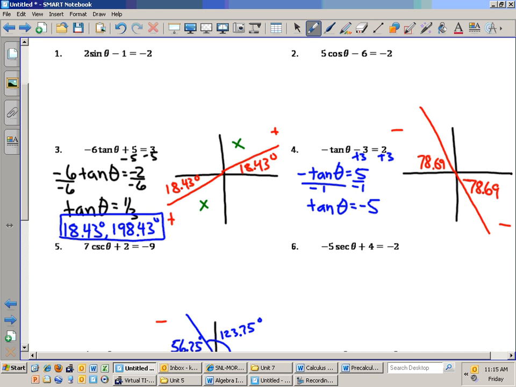So let's start in the second quadrant. How would I find that angle in the second quadrant? 180 minus 78.69, which is what? 101.31. And how would I find the angle in the fourth quadrant? What's 360 minus 78.69?